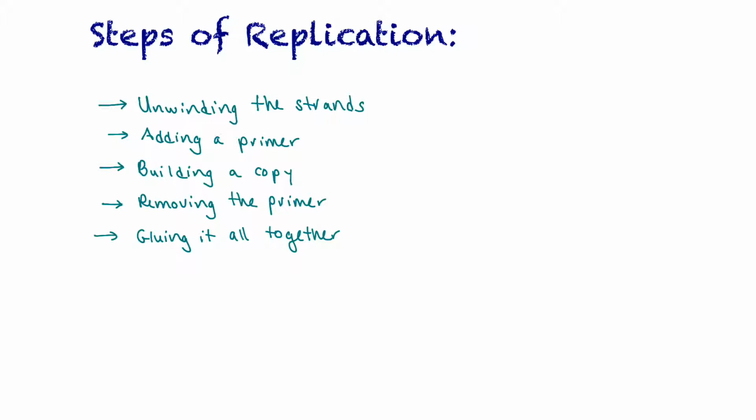So first of all, the strands of DNA need to be unwound. We'll talk about the enzymes involved in that in a little bit. Then a primer has to be added to the DNA parent strands, and then an enzyme binds to build the copies of the DNA that will be the new molecules. And then finally, the primer needs to be removed, and then the strands need to be all glued together so that everything is ready to be packaged for the next cell.